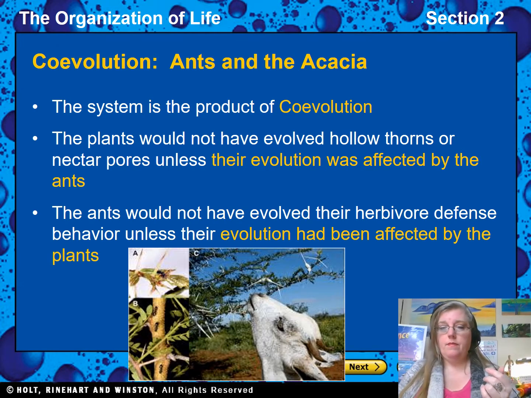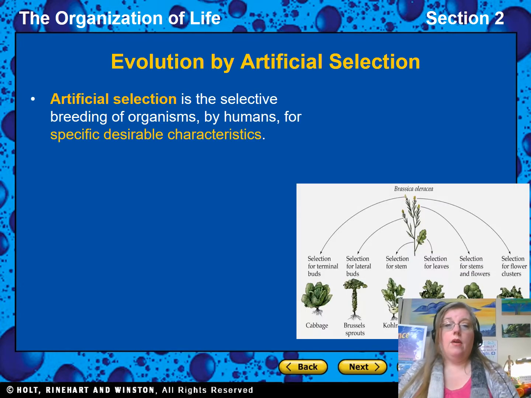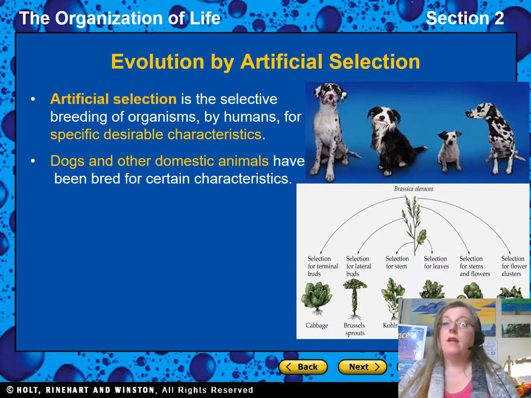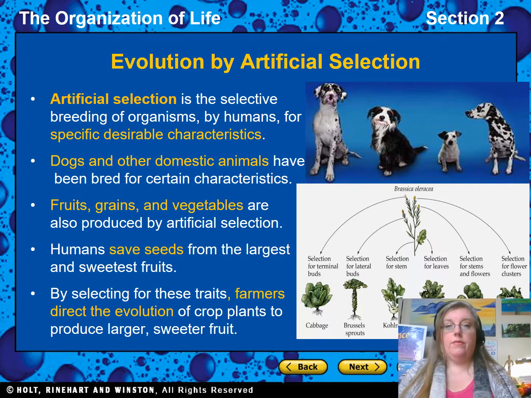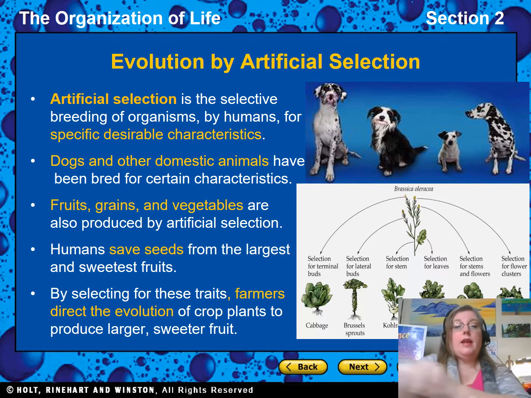Now, we've been talking so far about natural selection. What about artificial selection? We can do this too. It doesn't just have to be nature doing this. We can do it, and we call it artificial selection. It's a breeding of organisms by humans for specific desirable characteristics.